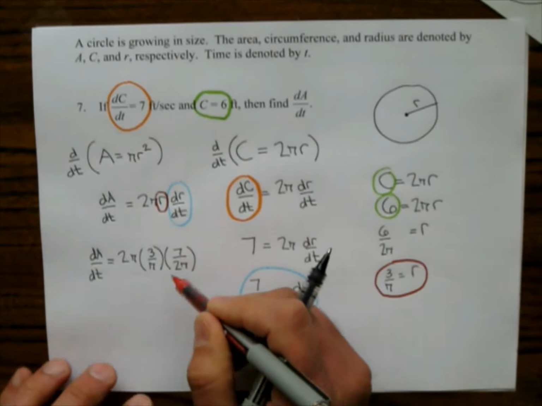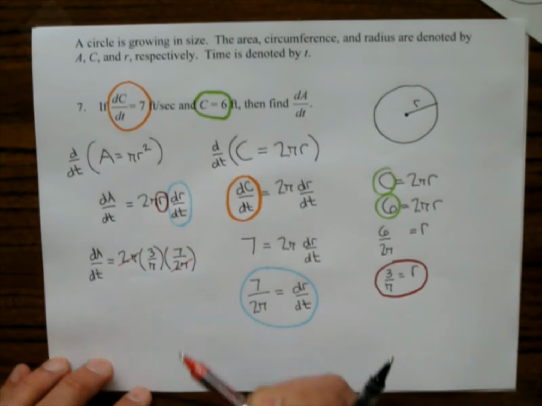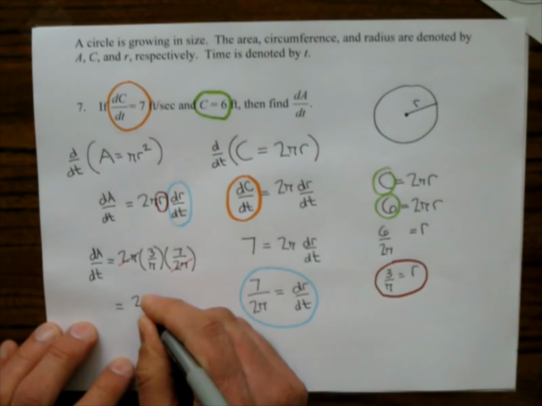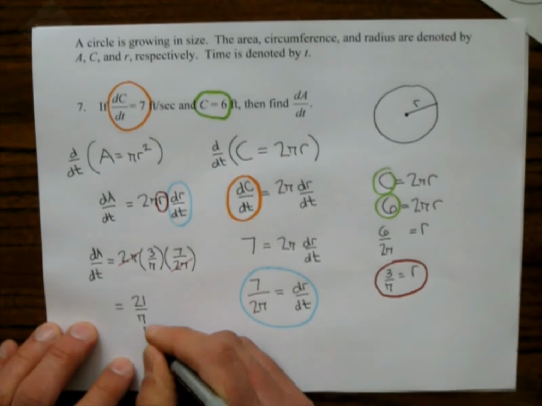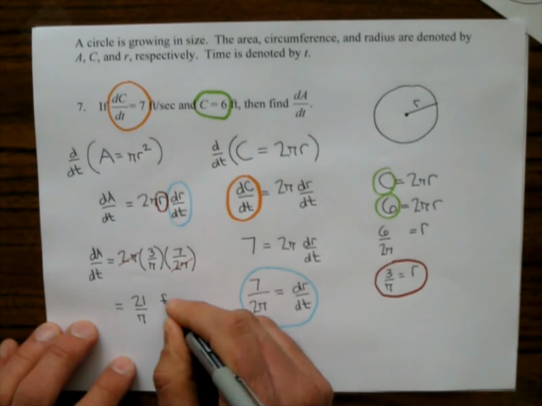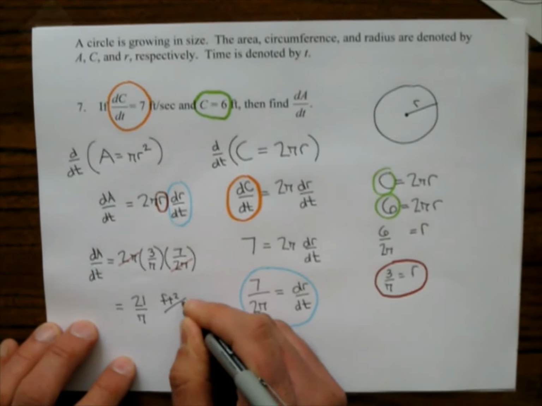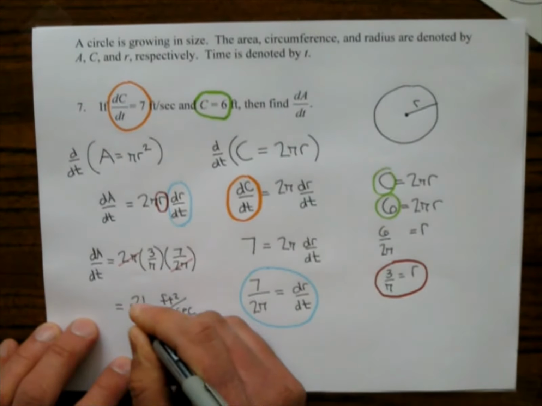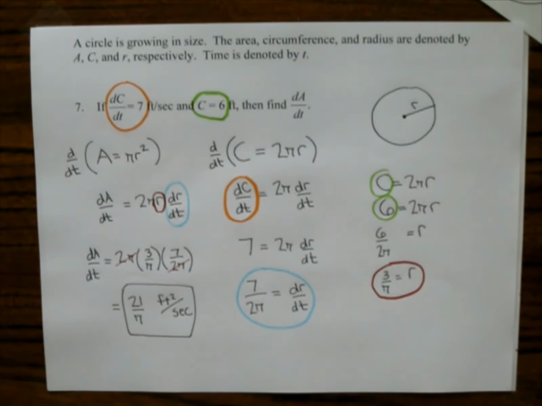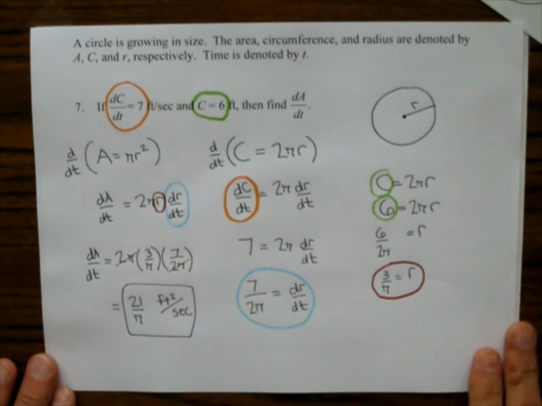Okay, the 2 pi's can cancel. And it looks like my final result is 21 over pi. This is area, and this is time, so it's going to be feet squared per second. And so this right here is related rates and circles, one of the 2 handouts that you'll be working on for your homework.